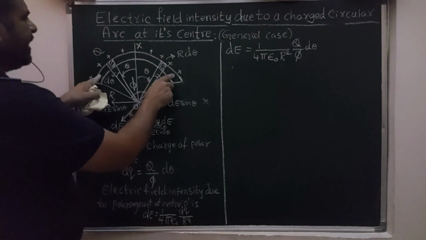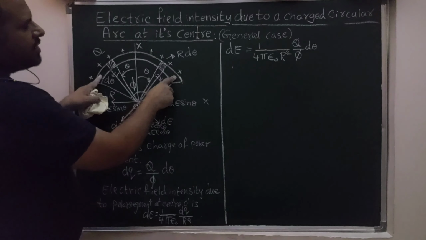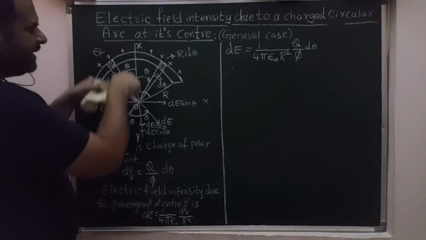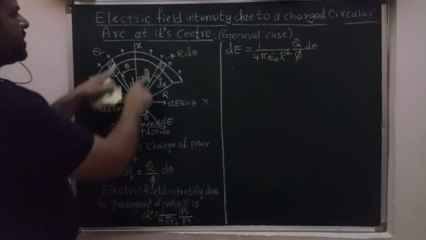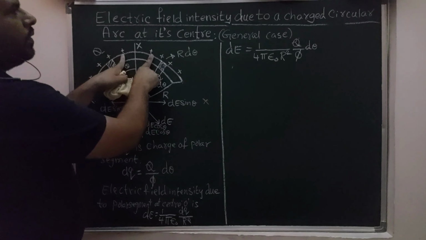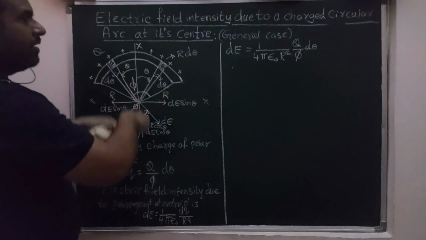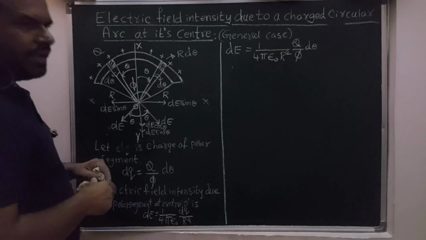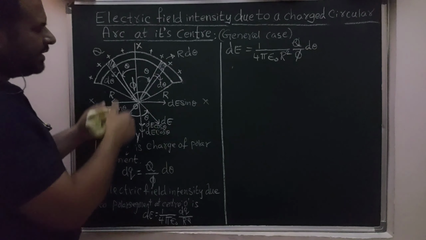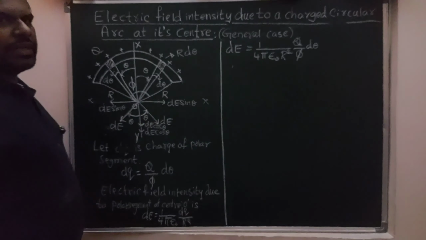Like this, if we take another two polar segments, there also the dE sin thetas get cancelled, and the dE cos thetas are along the angular bisector. Suppose we take another two polar segments here, here also the dE sin thetas get cancelled, and the field due to the two segments is along the angular bisector. The dE cos thetas will be along the angular bisector.